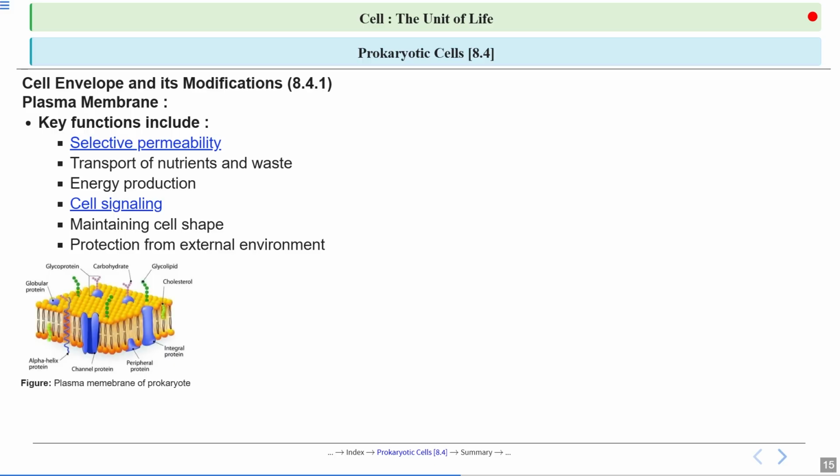Here you can see an image showing the plasma membrane of the prokaryotes. Again you can see the phospholipids. Integral proteins and channel proteins are present. Then you have the peripheral proteins present on the periphery, and the channel proteins here. You also have glycolipids, cholesterol, glycoproteins, carbohydrates and globular proteins. These are the components of the plasma membrane.